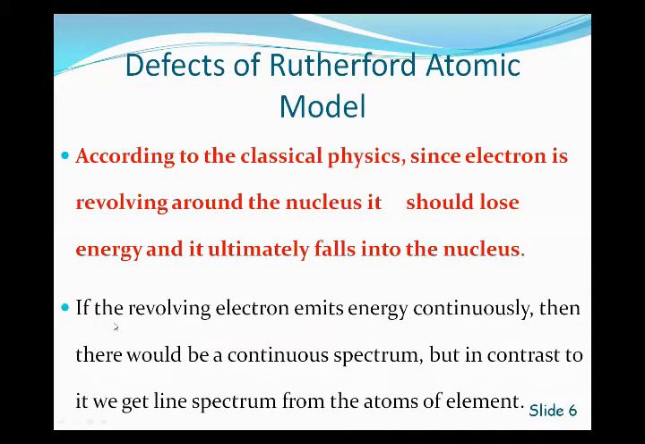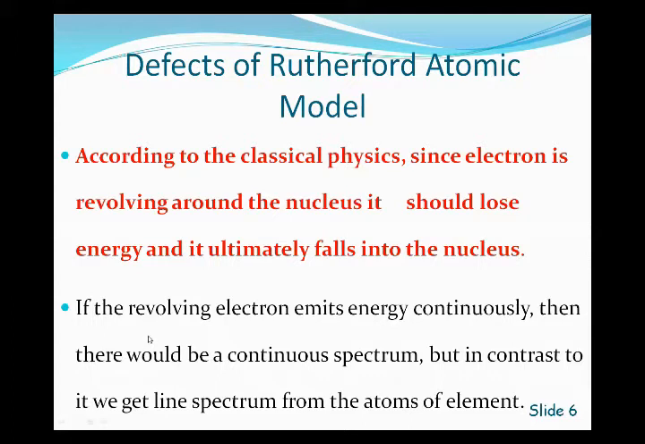Now the second defect. If the revolving electron emits energy continuously, if electrons are revolving, moving like this, and emit energy continuously, then there would be a continuous spectrum. But in contrast, we get a line spectrum from the atom. So the first question that comes to mind: what is a spectrum?